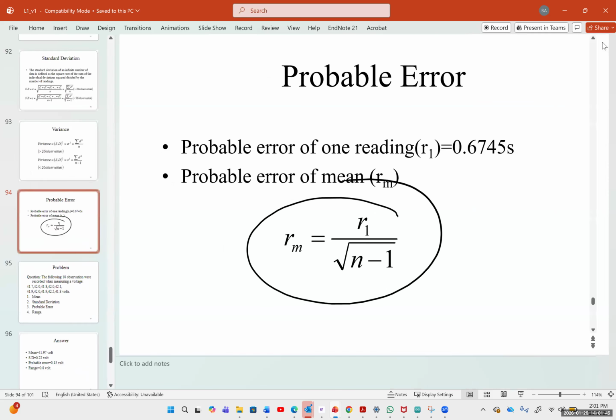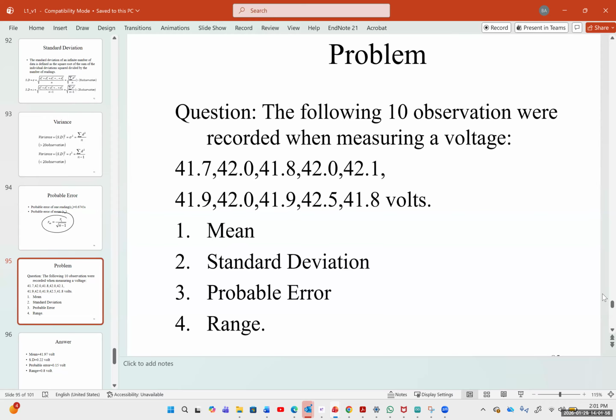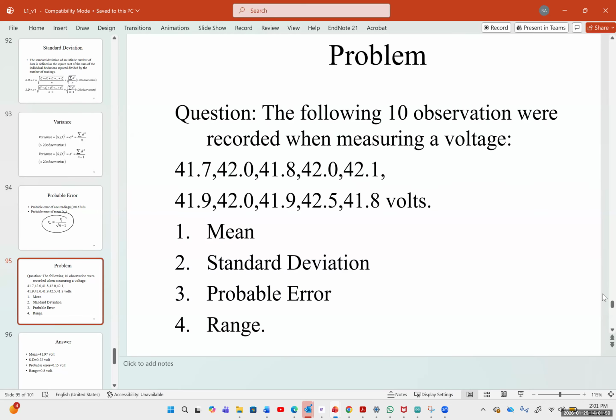Going back to the question. Okay. So that R1 is a set value? Yes. It's always 0.6745. And n is the number of readings that we have. Here it is 10 readings. The important part, I want you to find the mean and standard deviation and range if you can. By the way, range is the difference between the lowest and the highest.